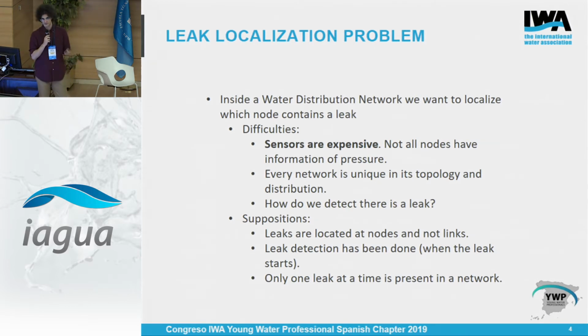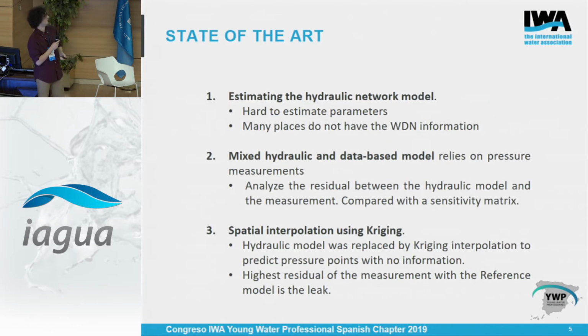And also, how do we detect a leak? You might think this is trivial. You go walking down the street, you see water coming out of the street, and there's a leak. However, this is not so easy with software, since we're dealing with not so big leaks, the ones that you need specialized tools to detect. So, given these two problems, we make some suppositions to make our job a bit easier. First, leaks are located at nodes and not at links. Second, the leak detection when a leak has happened has been solved. And finally, there's only one leak located at any point in the network.